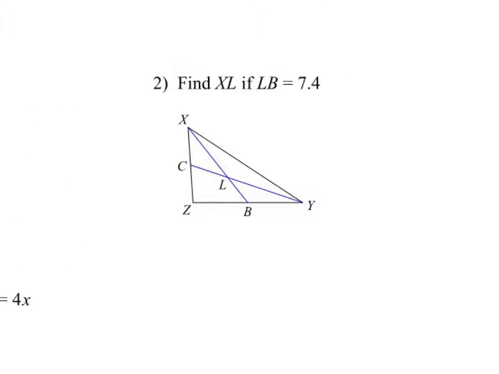Number 2, I'm trying to find XL if LB is 7.4. So LB is this little part right here, and then XL is this part. Okay, so both of those are parts of a median. The XL is the big part, so it's twice the smaller part. So we're going to do 7.4 times 2. And we will get 8 and 14, so 14.8.